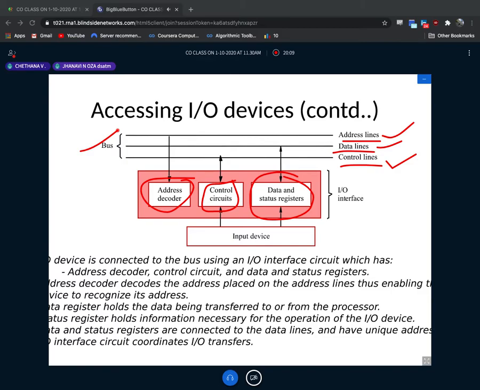Okay, so we will be having this address decoder. I think we have done with this anyway. So I'll take you to the next slide.